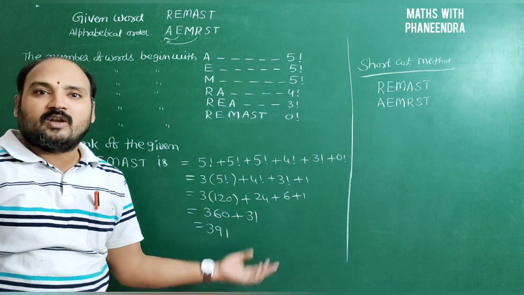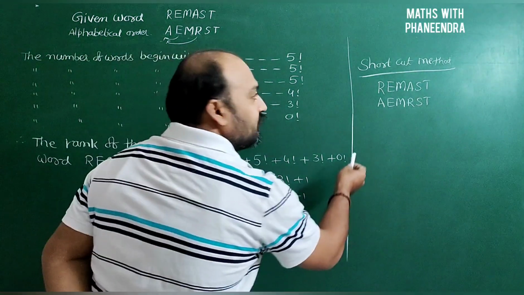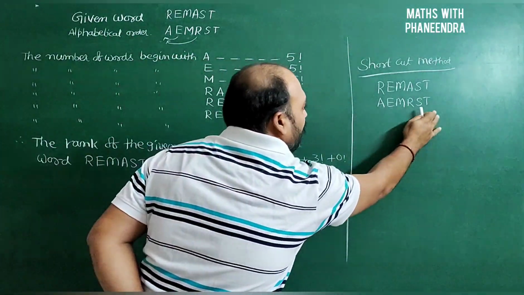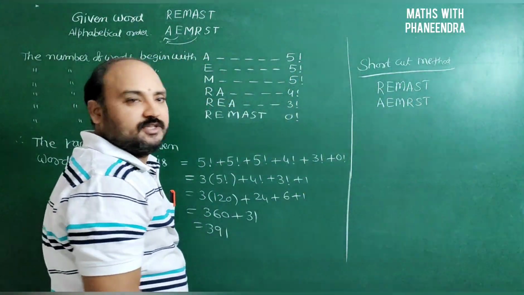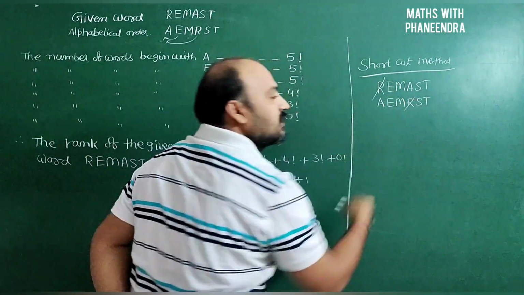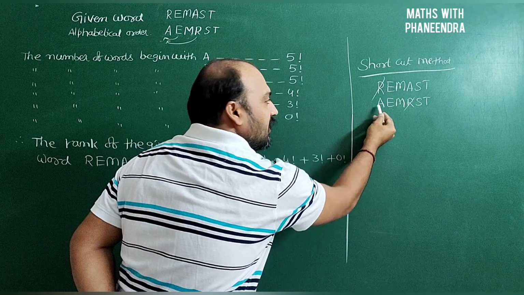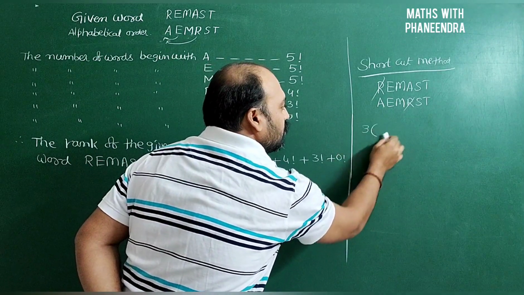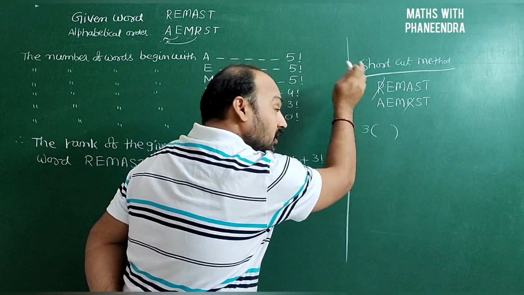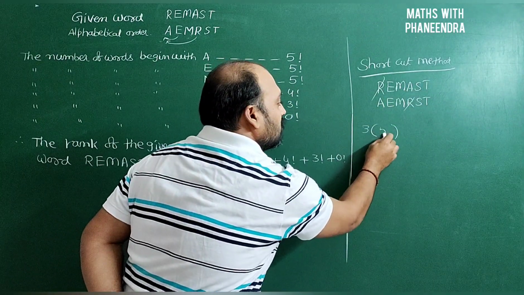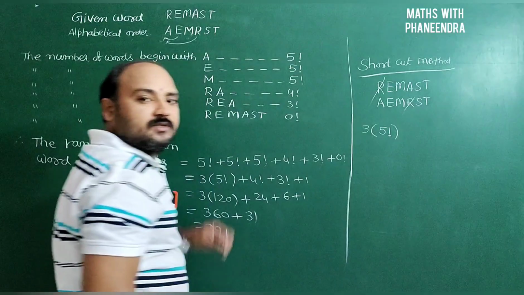This is the way. Now we will discuss the shortcut formula. The given word is REMAST, and arranging in alphabetical order is A, E, M, R, S, T. So R gets cancelled. In the alphabetical order, before R how many are there? 3 are there. So 3 into, in the given word, after cancelling R, 5 letters are there, so that can be done in 5 factorial ways.